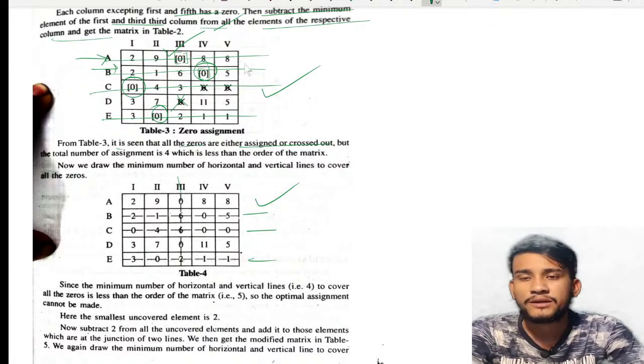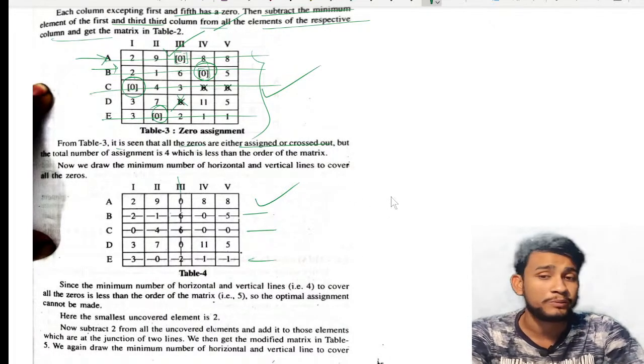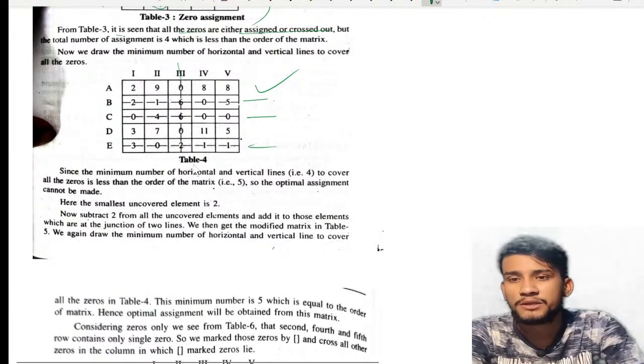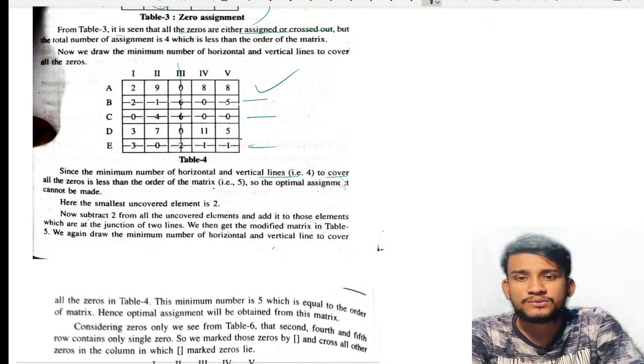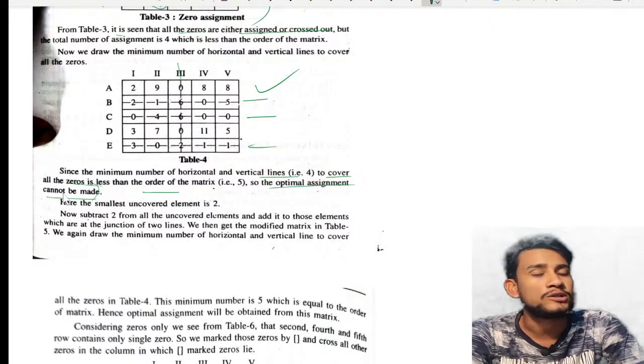Okay, so their number of lines is also 4. Therefore this is less than the order of the matrix. Therefore this is not the optimal solution. Since the minimum number of horizontal and vertical lines that cover all the zeros is 4, which is less than the order of the matrix, the optimal assignment cannot be made. So this is not the optimal solution.